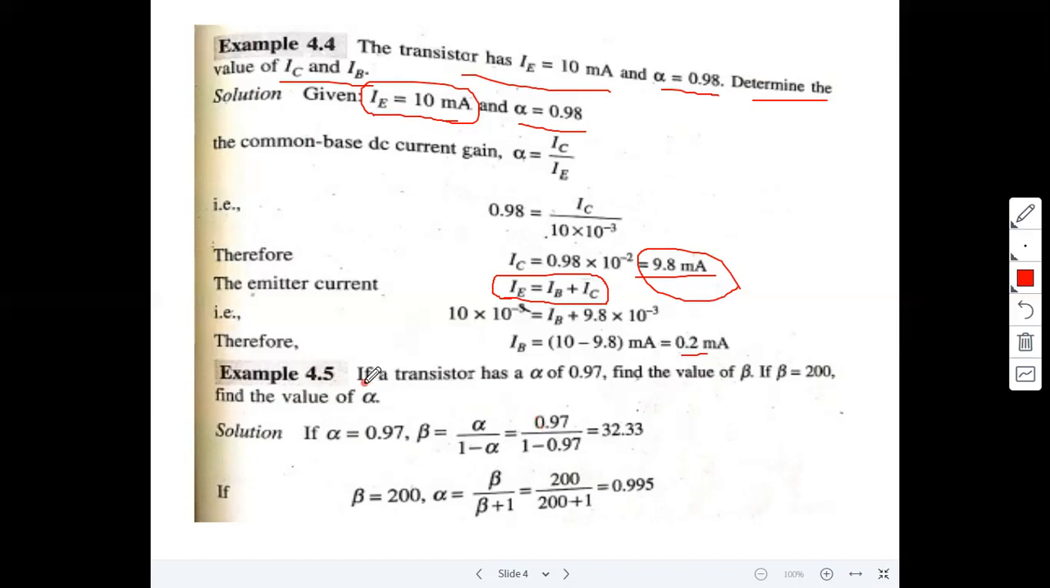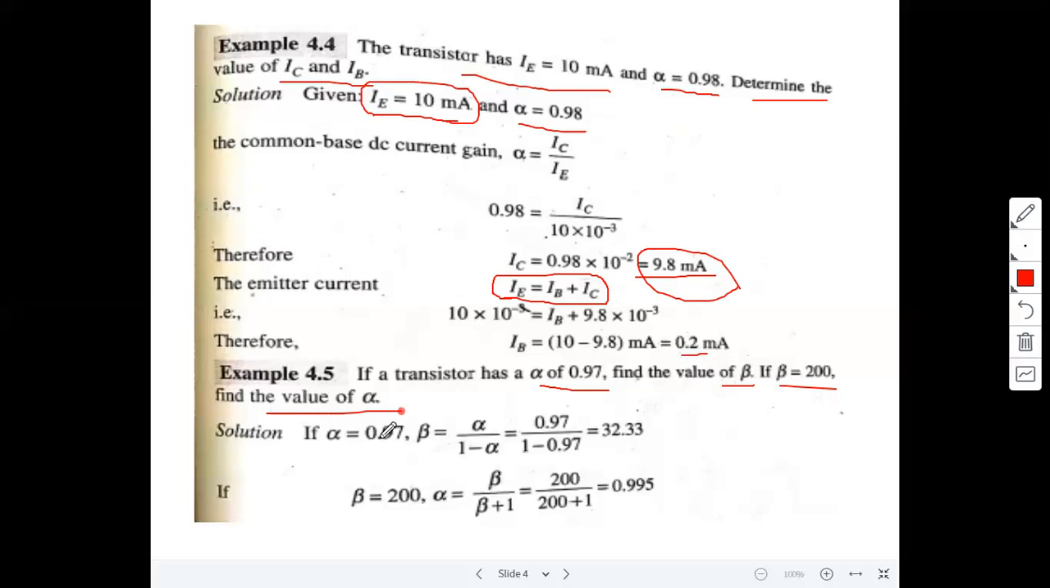Okay, let's come to the next problem. If a transistor has alpha equal to 0.97, find the value of beta. If beta is equal to 200, find the value of alpha. Given two cases: from the alpha, find the beta, then from the beta, find the alpha. Already we derived the interrelationship between the three transistor configuration current gains alpha, beta, and also gamma.